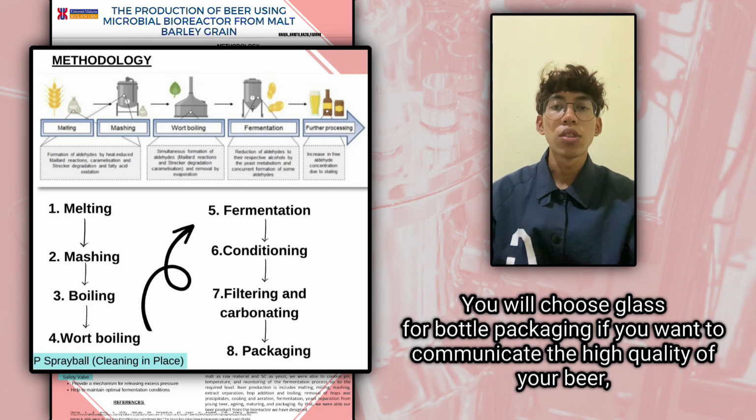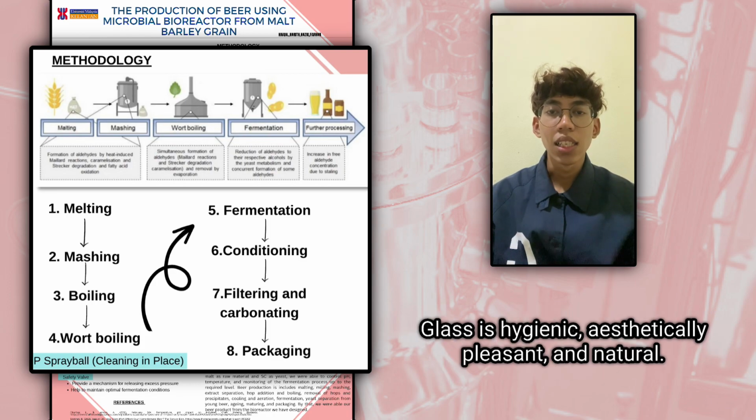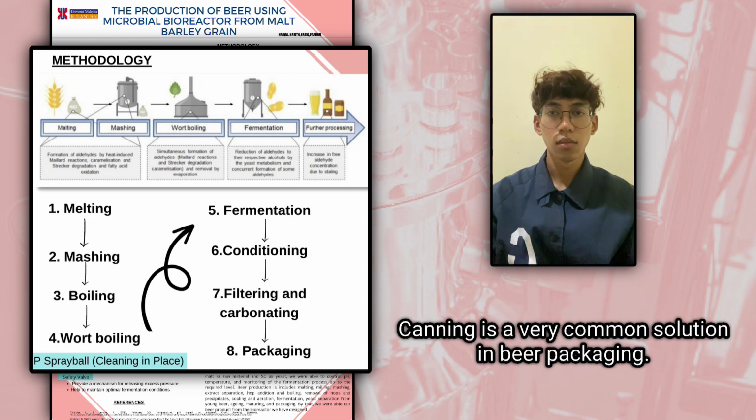You will choose glass for bottle packaging if you want to communicate the high quality of your beer, as glass is the traditional material from which beer bottles have always been made. Glass is hygienic, aesthetically pleasant, and neutral. It is a must if you own a microbrewery and you want to appear as an artisan who carries on a long tradition.